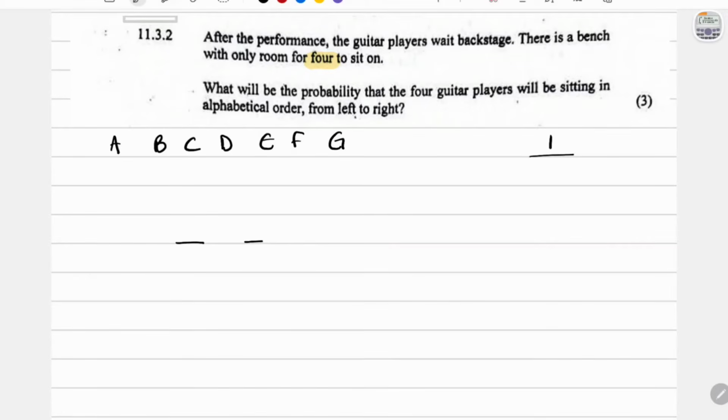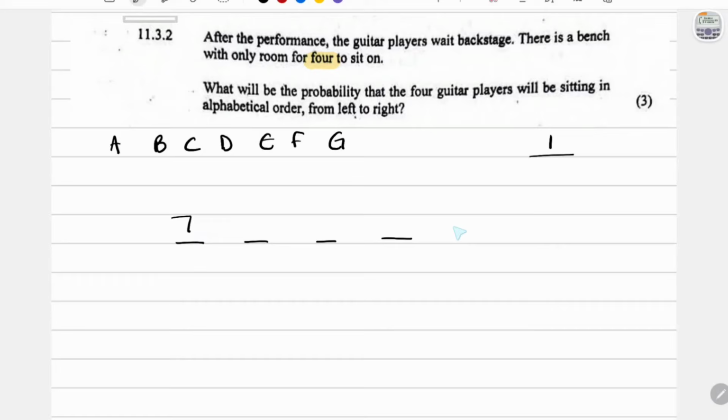Now there are only 4 places to sit at. Let's think about it like this. So let's think about the first place. What are the choices that we have for the first place? Well, the choices that we have is that we have 7 different guitar players. Now, any one of them could be seated in this first place. So it means that there are literally 7 different choices of guitar players that could be seated in this first place.